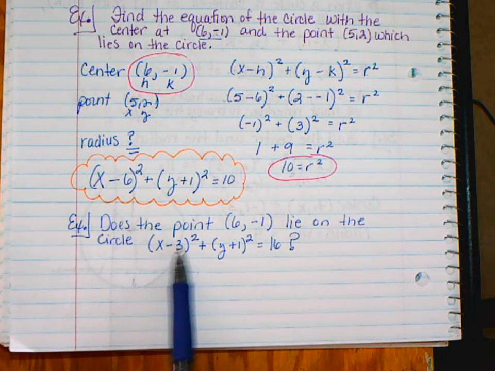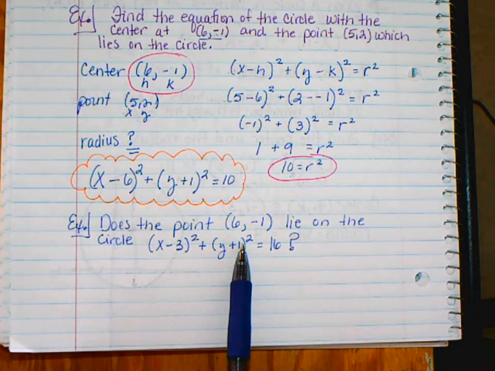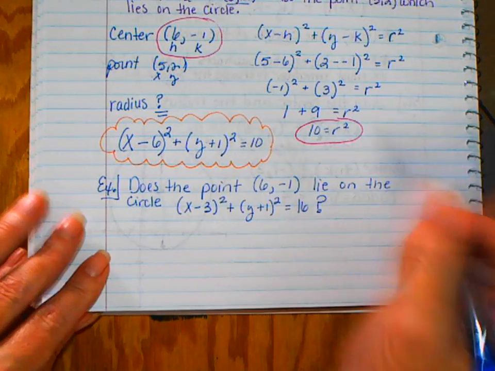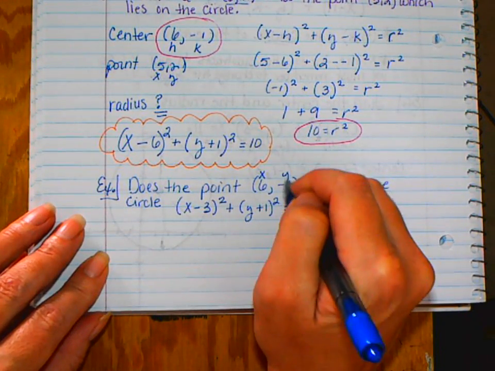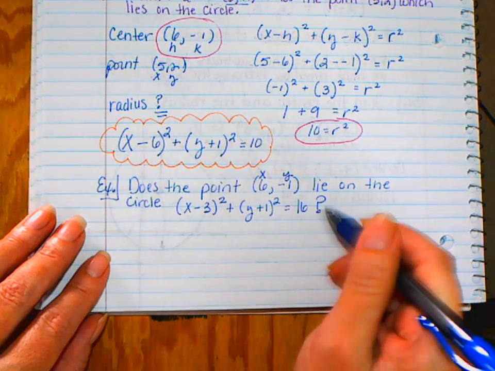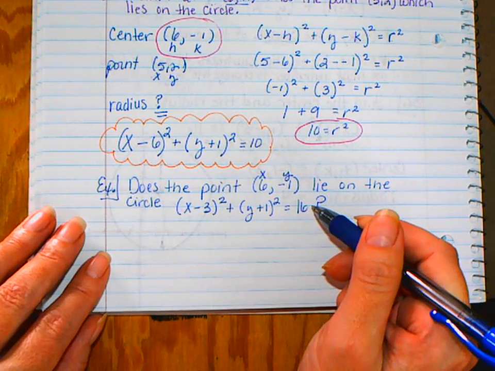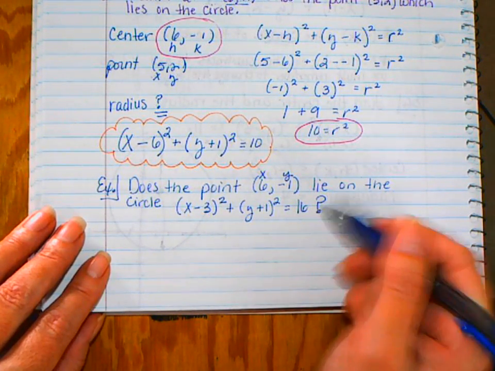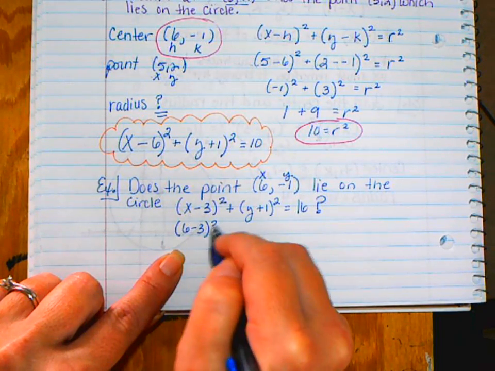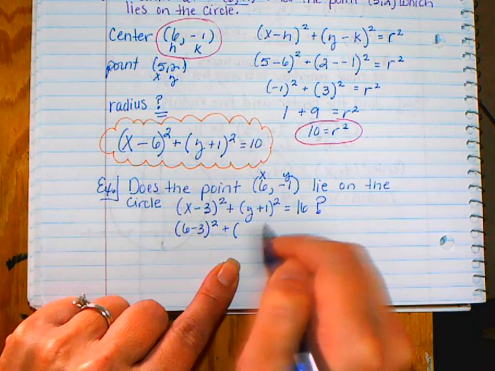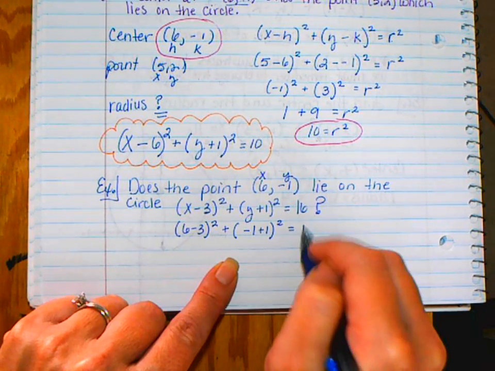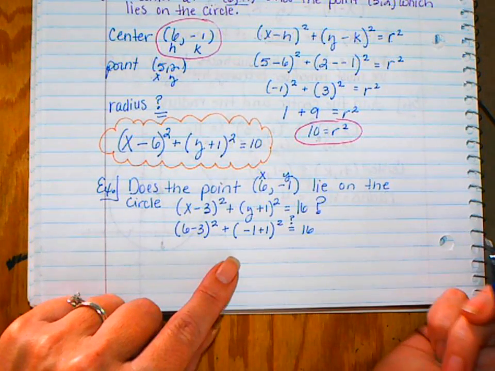The only things we can plug into those spots are h and k. That has to be the center. But any other point on the circle is an x and a y. So for x, I'll plug in a 6. For y, I'll plug in a negative 1. And if I simplify the left side, and if it equals the right side, then yeah, it's on the circle, just like last class. So that will be (6 minus 3) quantity squared plus (negative 1 plus 1) quantity squared equals 16? We don't know, so put a little question mark.